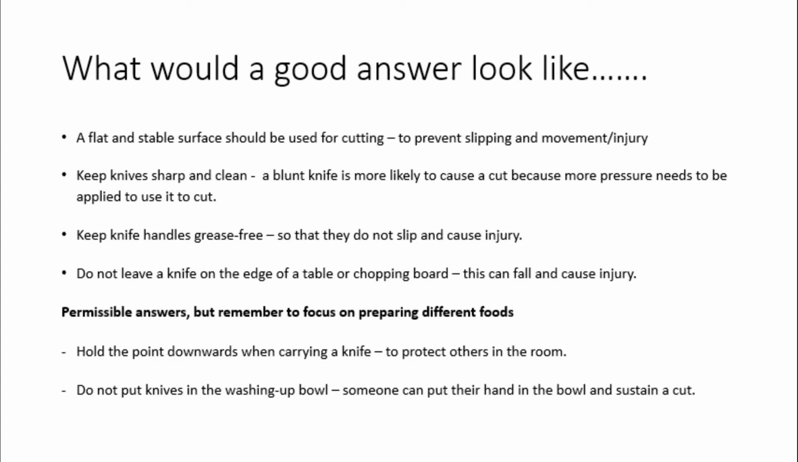A flat, stable surface being used for cutting, and the reason for this is it prevents slipping of the food and movement or injury. Second safety rule would be about keeping knives sharp and clean. A blunt knife is much more likely to cause an accident because of the pressure needed to apply it to use it to cut something.